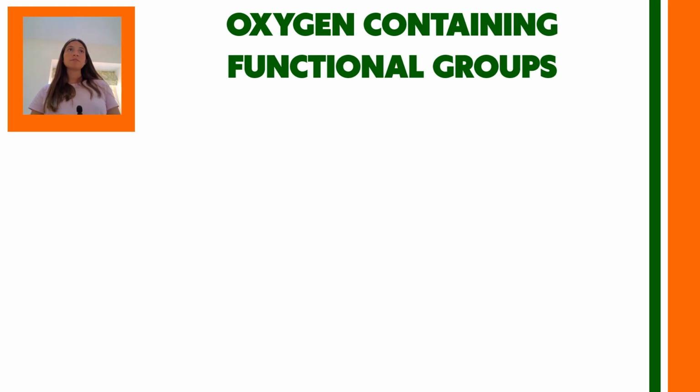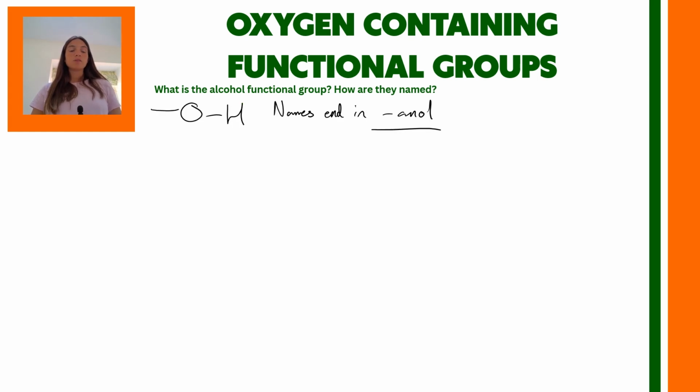Okay, and so you do have some functional groups that contain oxygen, so no longer just talking about hydrocarbons. And what is the alcohol functional group and how are they named? So, for example, alcohol is one of them. It has this OH functional group, and the name ends in anol, okay, such as ethanol, which is one that you might have heard of, quite a common one.